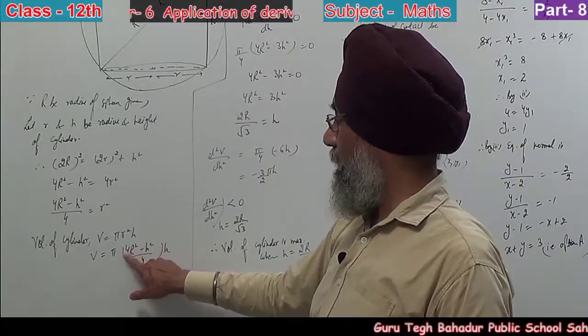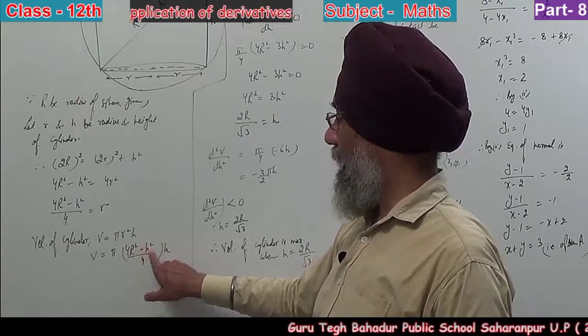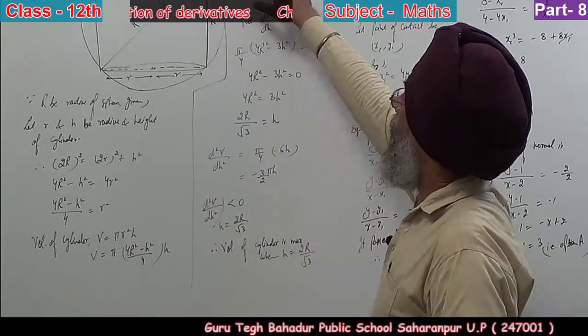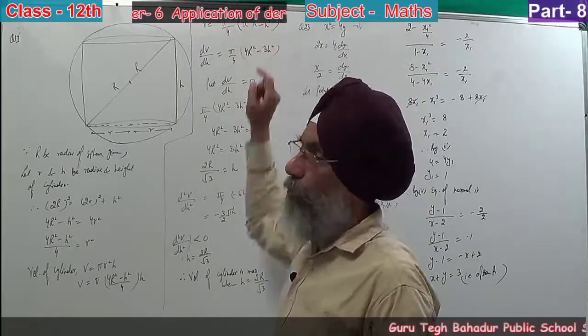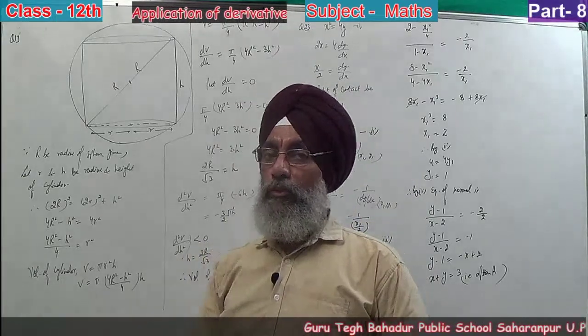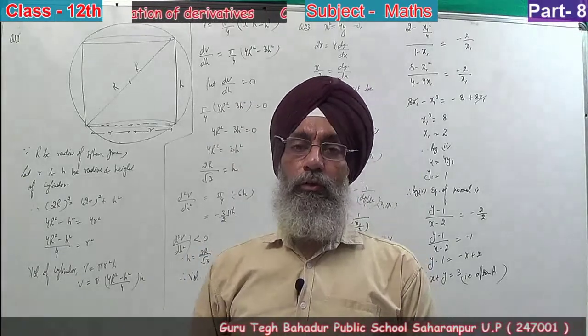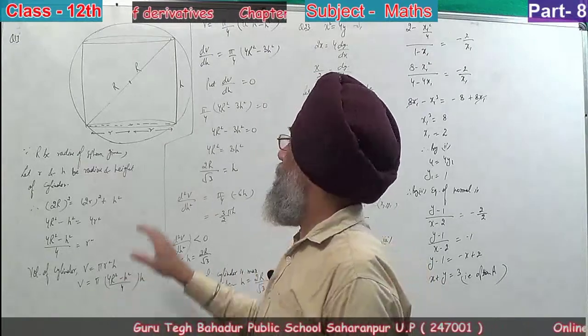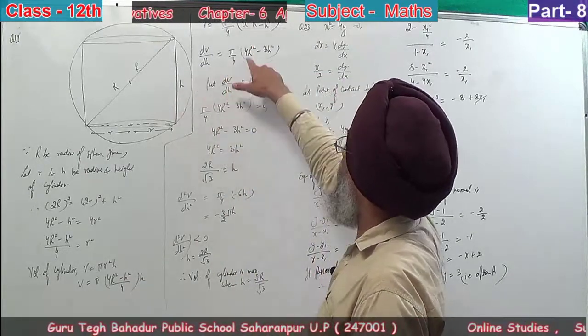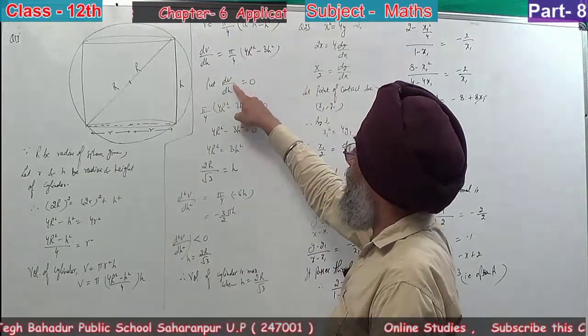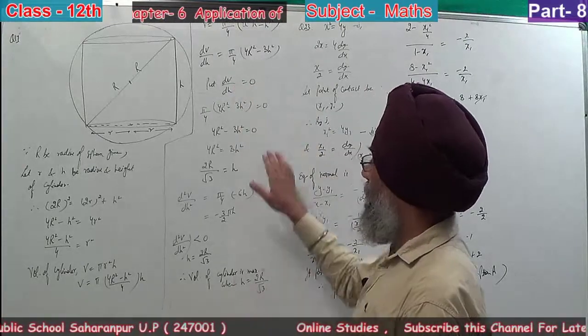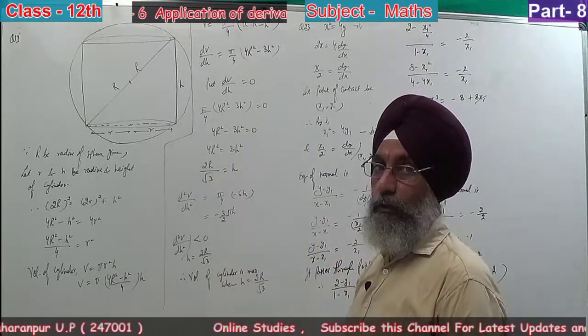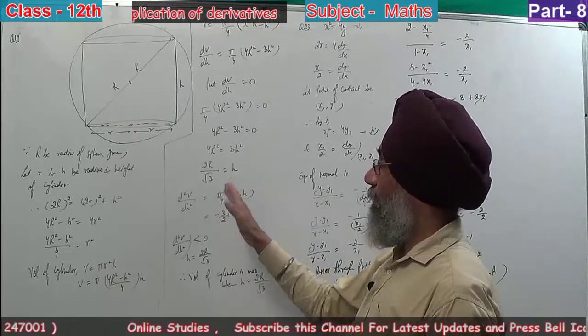Multiplying h with this one, it becomes 4R square h minus h cube. So, pi upon 4 as it is, (4R square h minus h cube). Here the variable is small h, that is the height of the cylinder. So, we have to differentiate with respect to height here. dV over dh is pi upon 4 (4R square minus 3h square). Placing dV over dh equal to 0, we get the value of h as 2R upon root 3, that we have to show, that the height of the cylinder is 2R upon square root of 3.